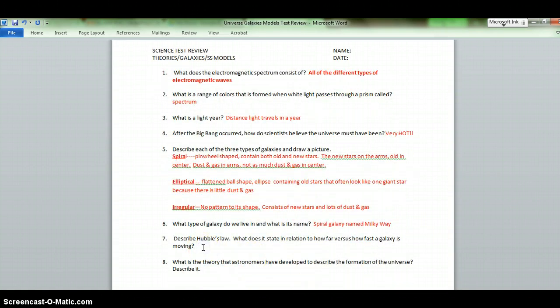Describe Hubble's law. Now, Hubble's law is really simple, and we didn't use this term a lot, but we talked about it. What Hubble's law states, in relation to how far versus how fast a galaxy is moving, is simply that the farther away something is in the universe, the faster away it's moving, because the farther away it is meant that it was right at the impact of that explosion, which forced it out. So once it starts moving, it continues moving. So the farther away it is, the faster it's moving away from us.